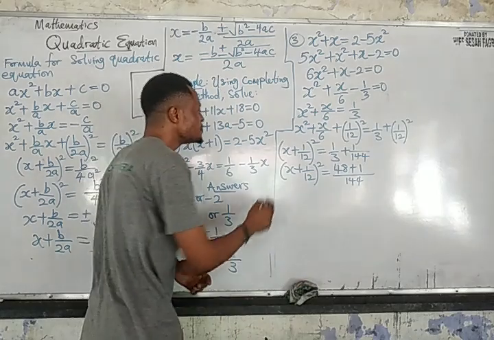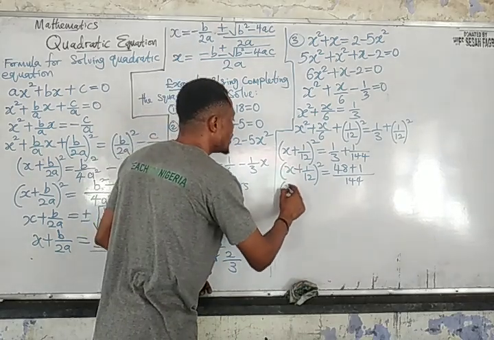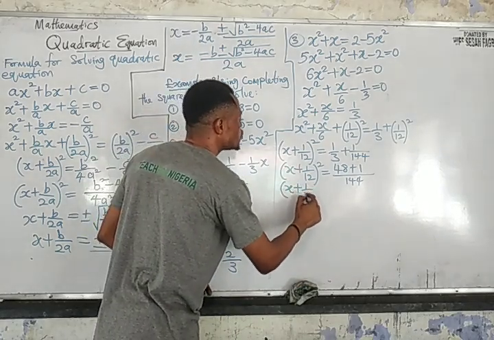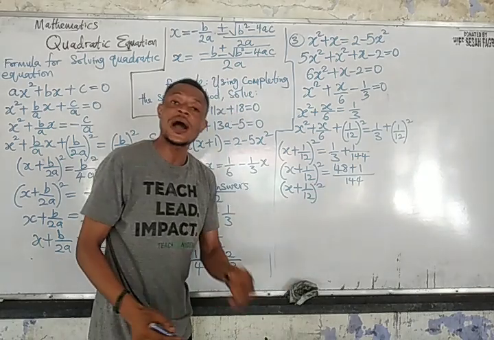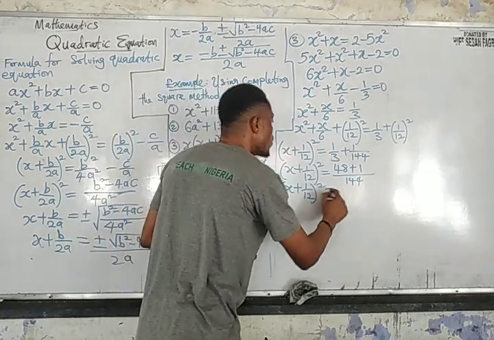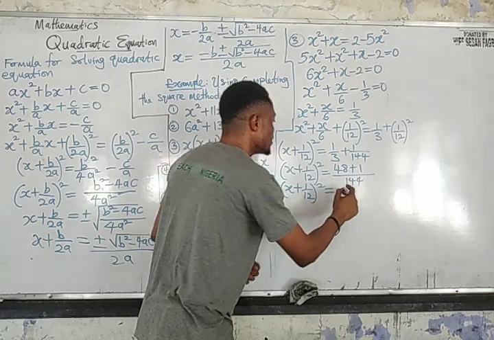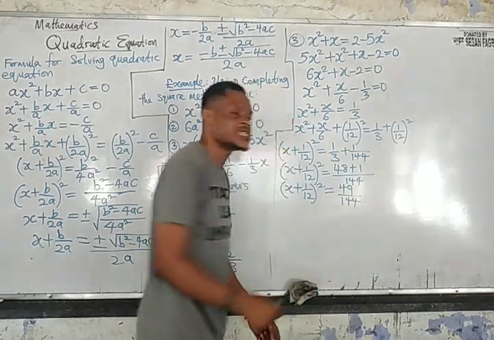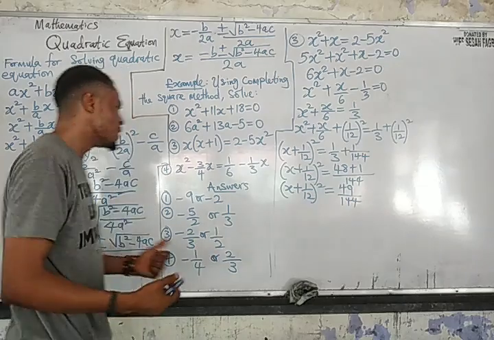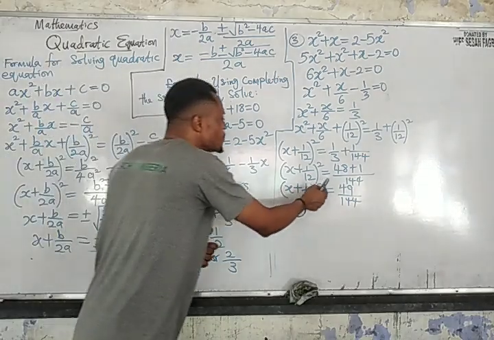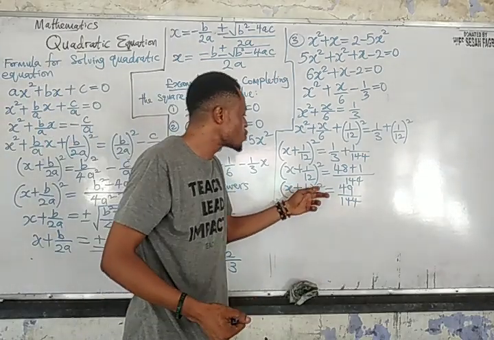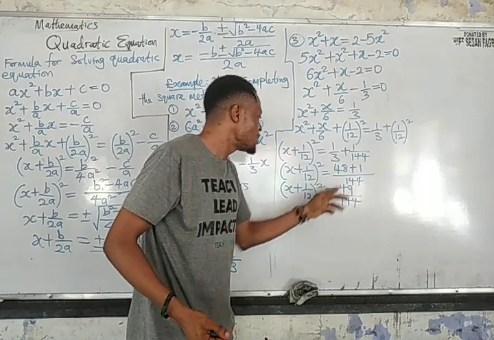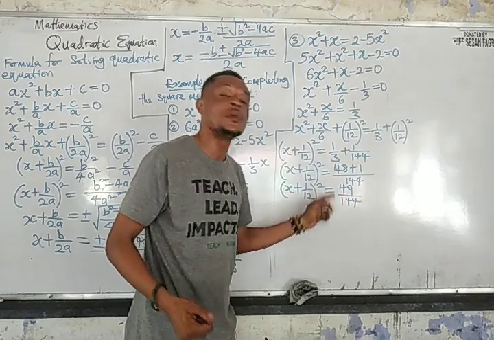Moving on from here, let's write this once again. (x + 1)/12, all raised to the power of 2, equals 48 plus 1. That gives us 49 all over 144. It's getting shaped now. So the next thing is to remove the square. By removing the square, the right side will become a square root.